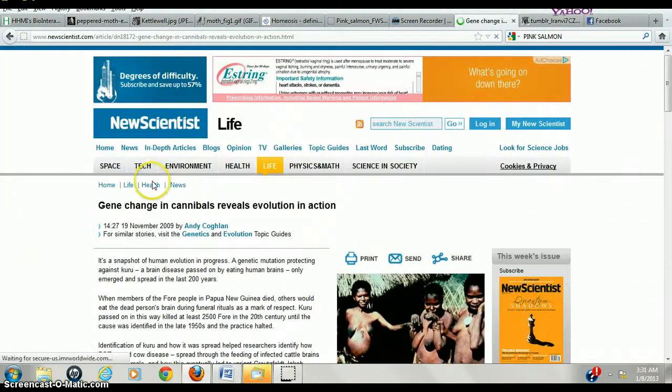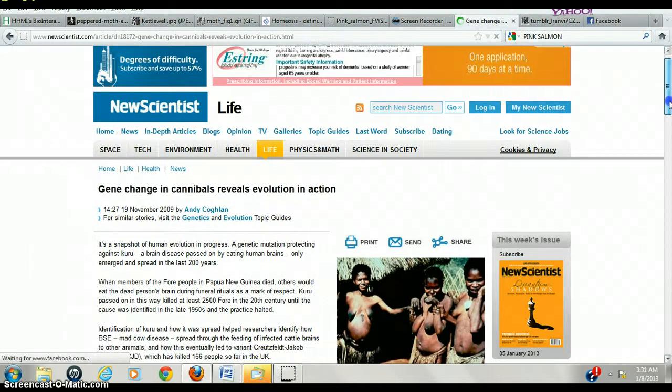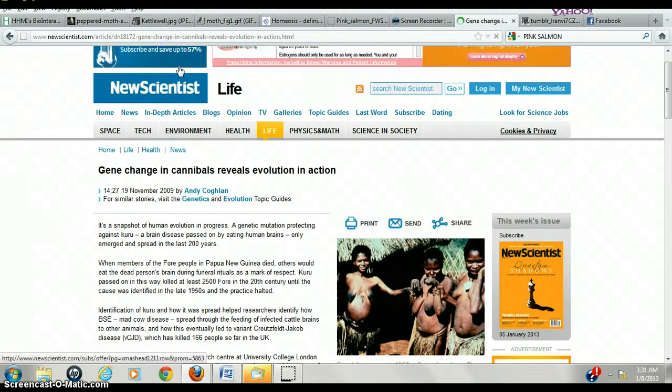If you want to know more information about this type of discovery, find it on www.newscientist.com. The article is titled Gene Change and Cannibals Reveal Evolution in Action.